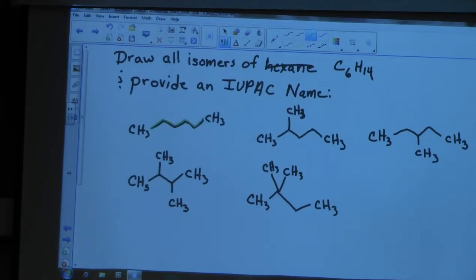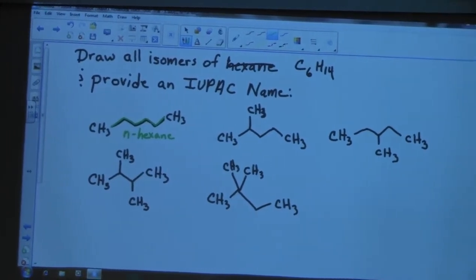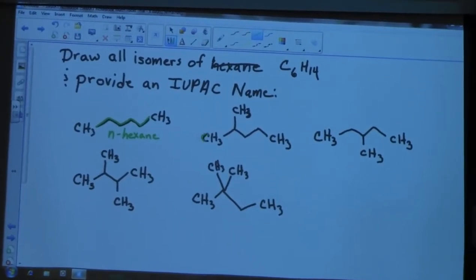Okay, what do we call this? Hexane. And typically to indicate that it's in a straight chain, we call it normal hexane or N-hexane. All right, what about the second one here? Across to the right. What's the longest chain? 1, 2, 3, 4, and 5.